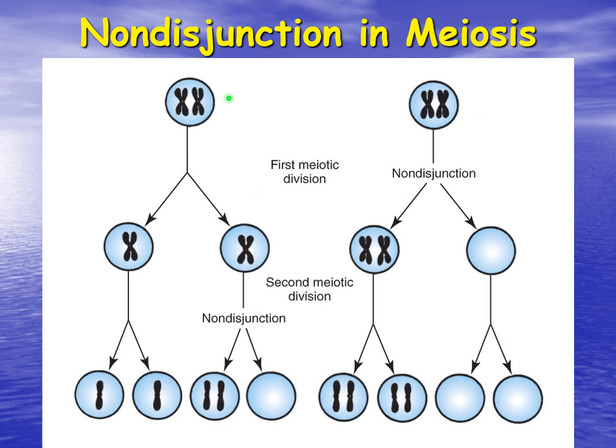So this nondisjunction can either occur in the first meiotic division, where the homologous chromosome pairs don't separate from each other, or during meiosis 2, where the chromatids do not separate at the centromere correctly.